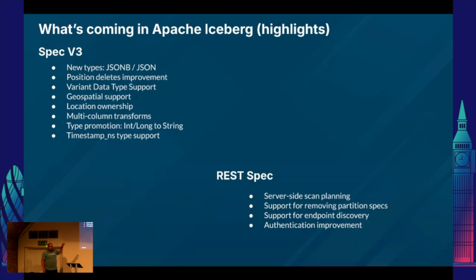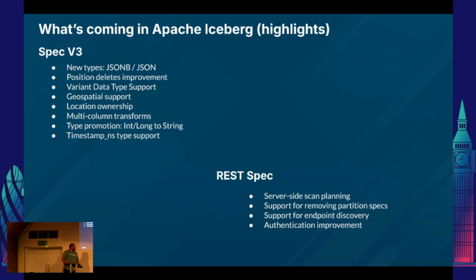That's for the spec. Another thing that I wanted to mention is the REST specification. So I'm gonna go back on the REST specification just after. So we have new things like server-side scan planning. As I said, the engines are using the catalog to do the planification, the query plan. So now we're gonna have server-side scan planning, meaning that the catalog can already provide some hints for the engines to optimize the planning for them. So that's a new feature in the REST spec support.